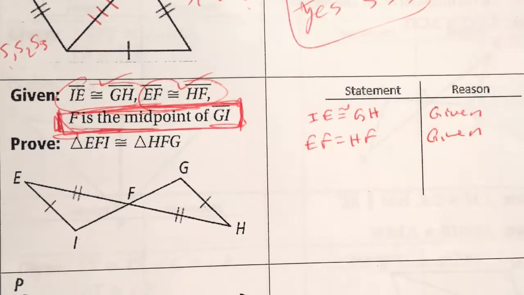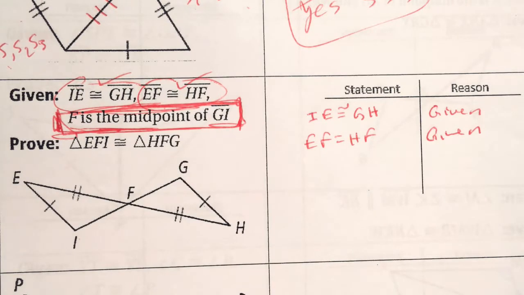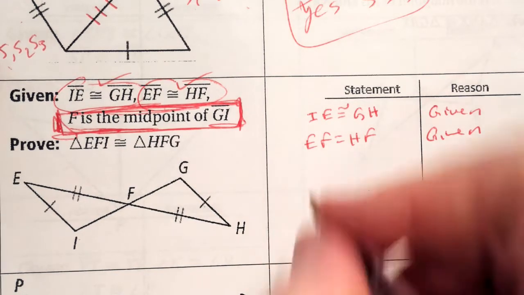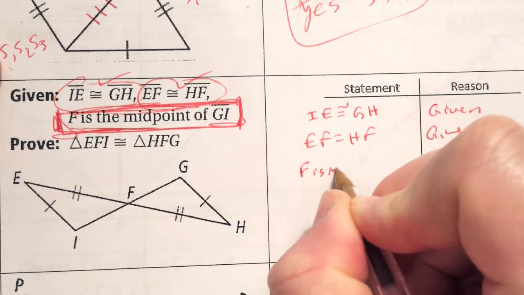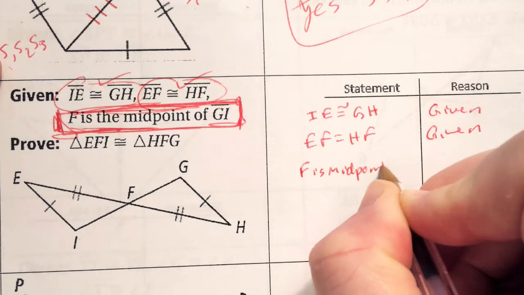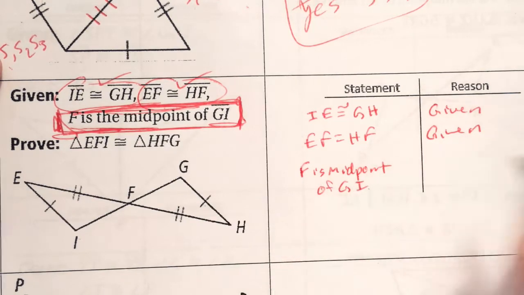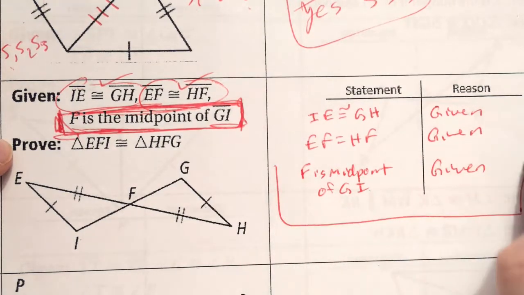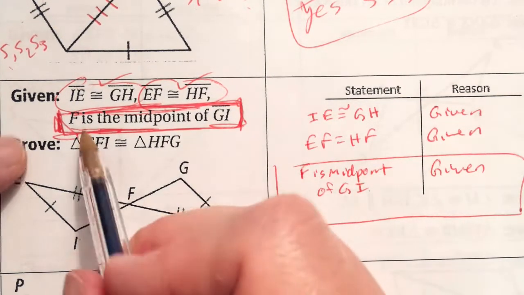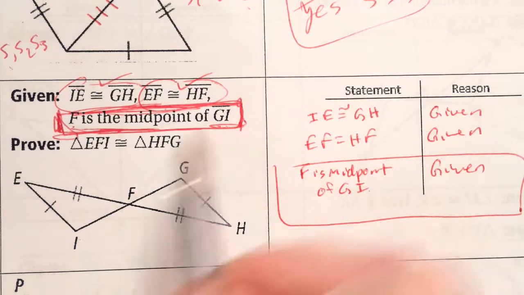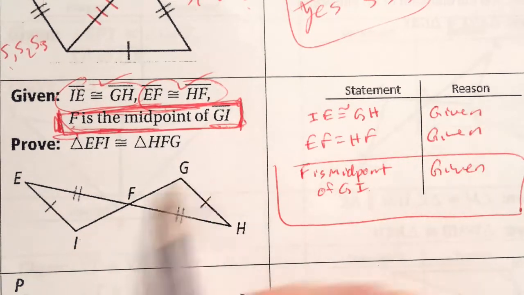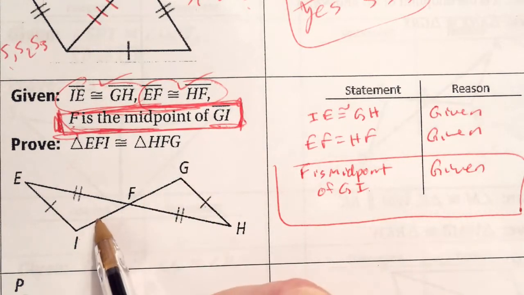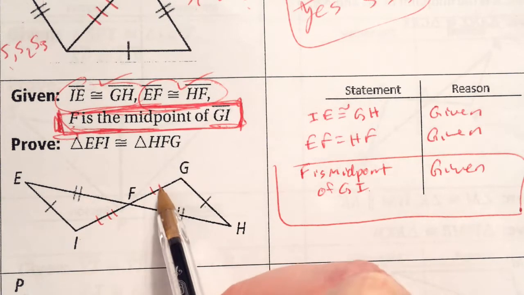Okay, so that is going to be a chunk, meaning that this is going to give me another idea. This is going to lead to something else. So F is the midpoint of GI. Okay, how do we know that? Given. And this is going to bring us to another idea. So F is the midpoint of GI. So what got cut in half? GI. So this got cut in half. And so 1, 2, 3 would be equal to 1, 2, 3.